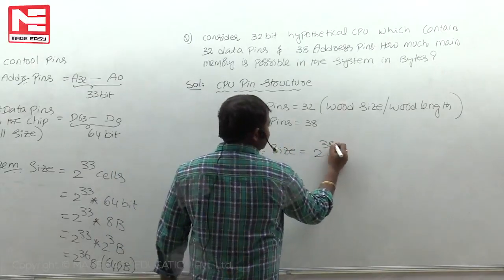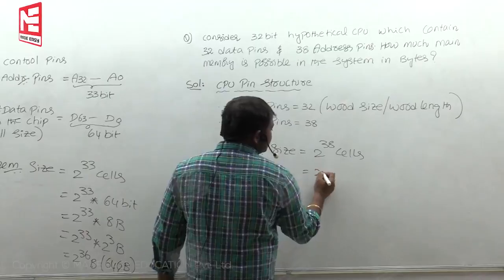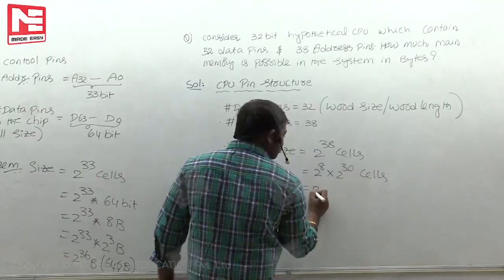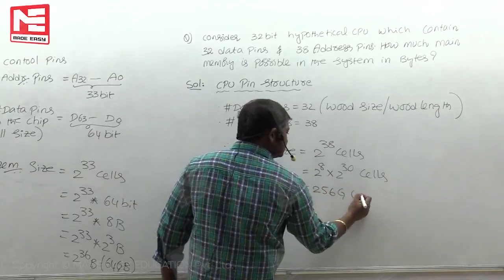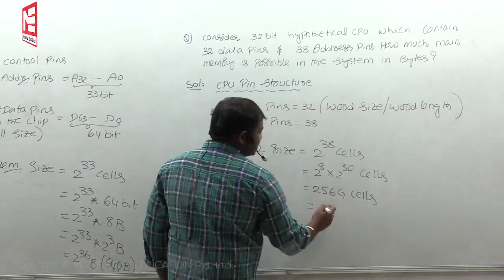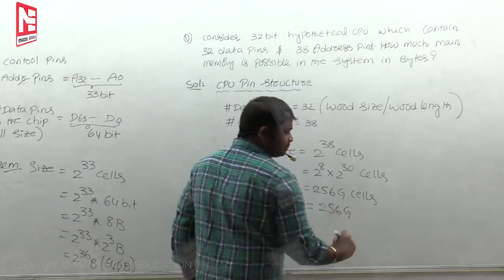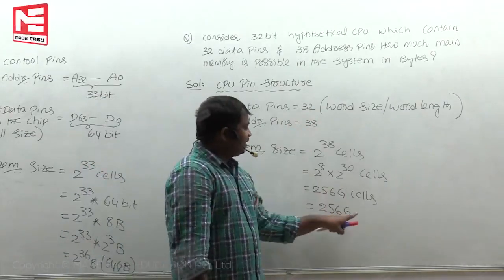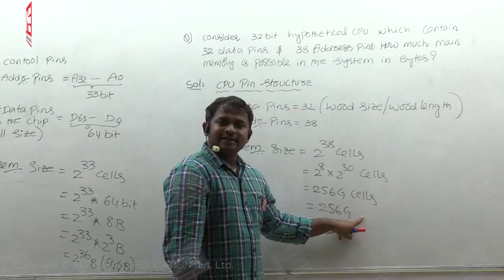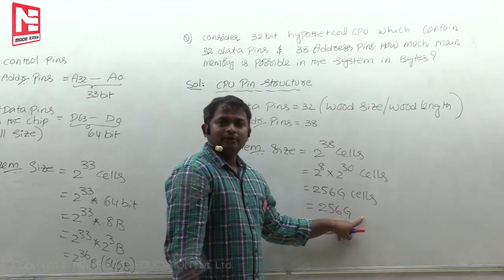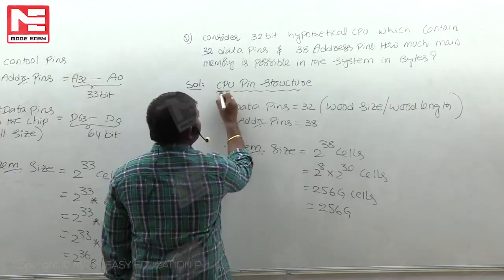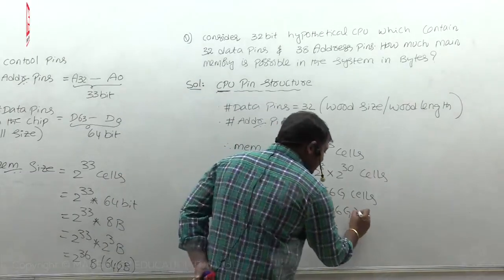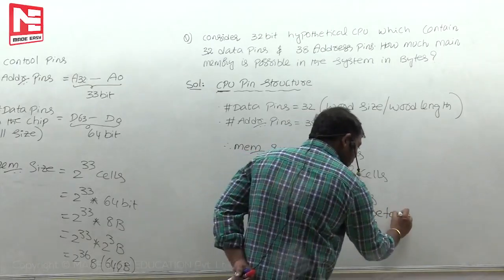Therefore, memory capacity equals 2 power 38 cells. Okay, 2 power 8 into 2 power 30 cells. Now this is 256 giga cells. Okay, now what is the cell size here? Students' mistake is they are multiplying by 32 here, but here the cell size is not 32, because the CPU characteristics are given here, memory characteristics are not given. When memory characteristics are not given, we take the default cell size.